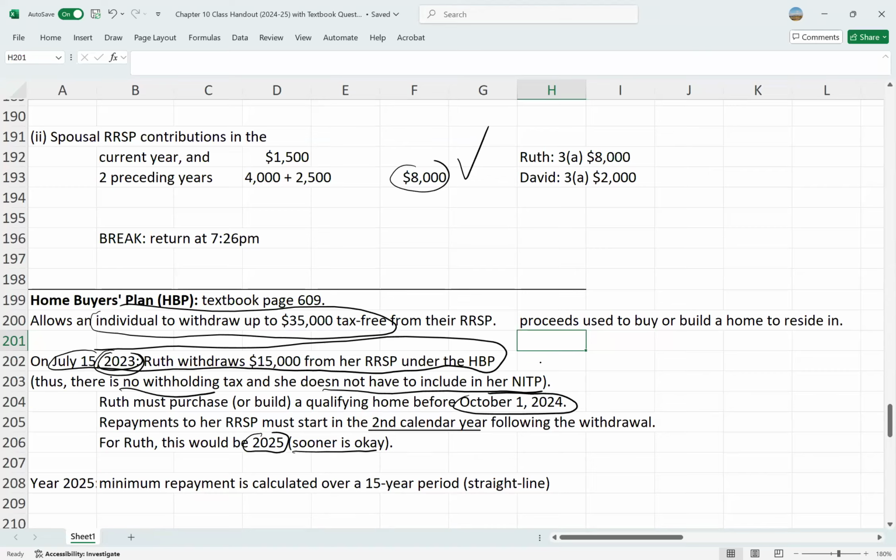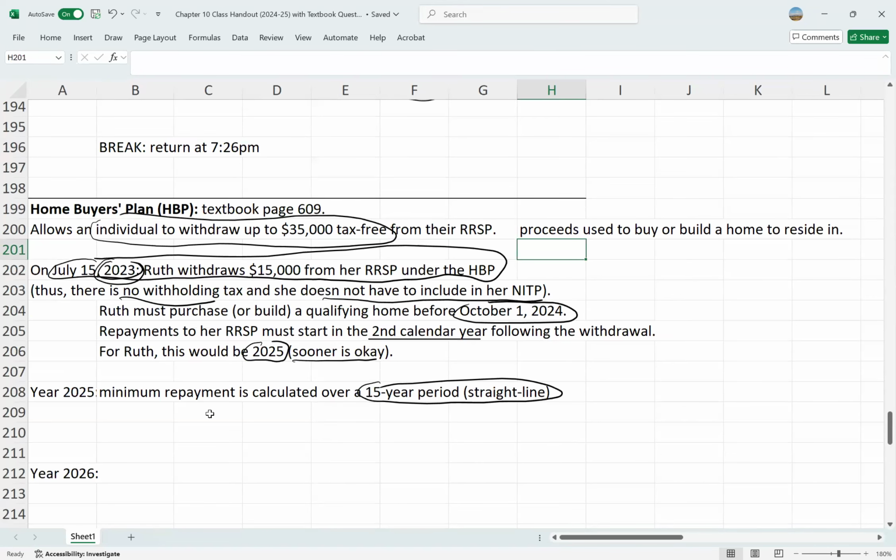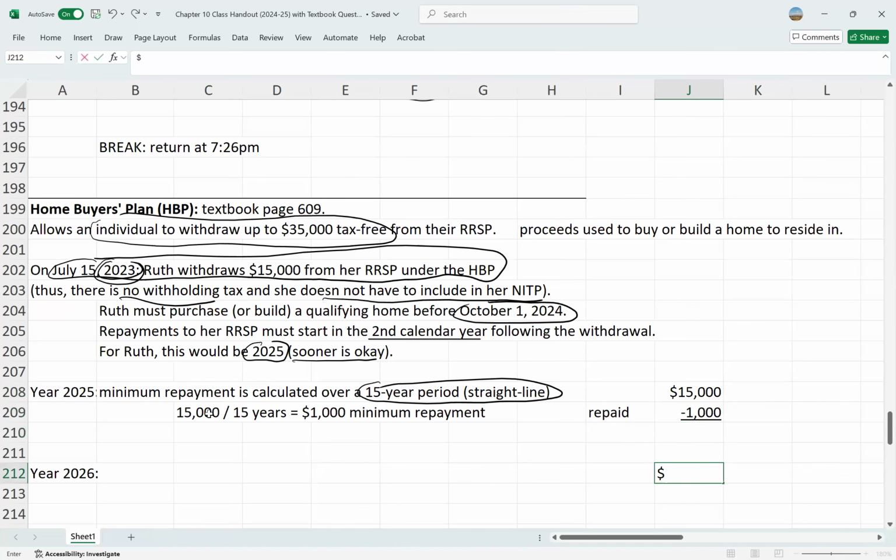The repayments are over a 15-year period done on a straight line basis. What that means is that for 2025, we would take the 15,000 and divide it by 15 years. So basically 1,000 would be the minimum repayment. Let's keep track of it here. We have 15,000. Let's say the amount that is repaid is actually $1,000. Then the balance going into 2026 is 14,000.